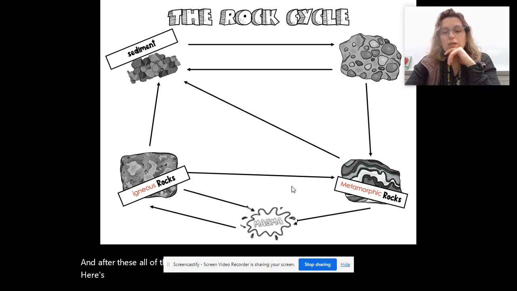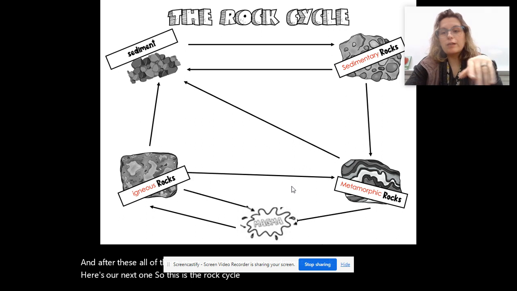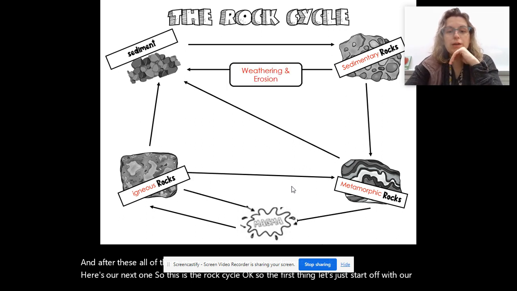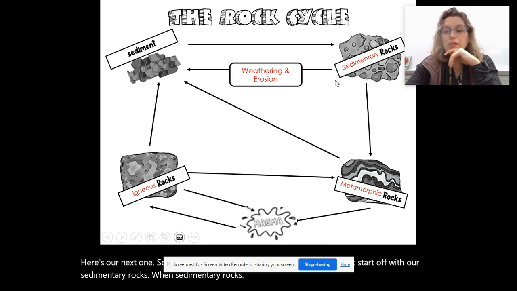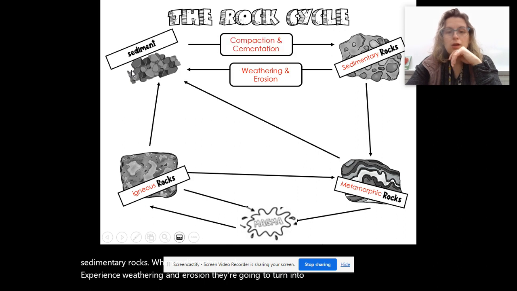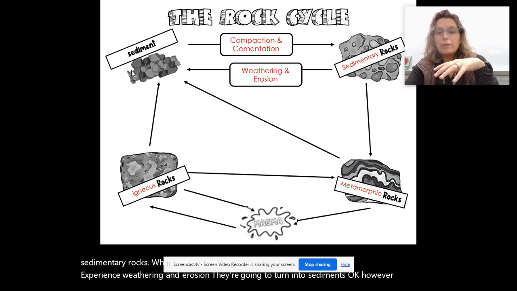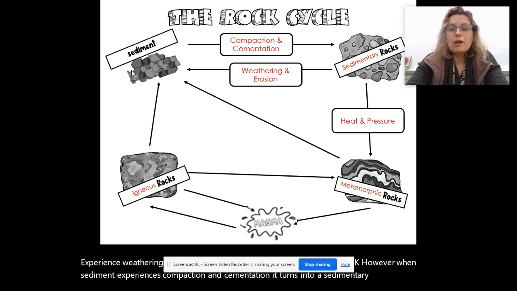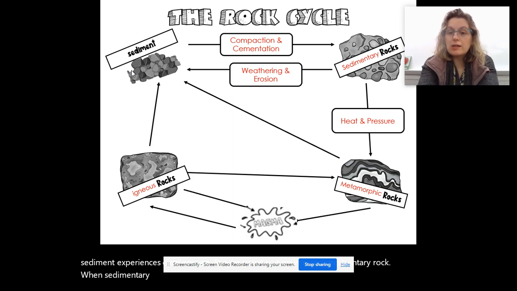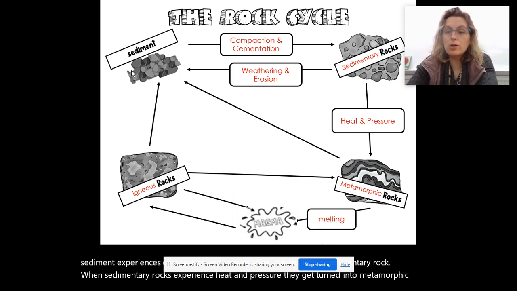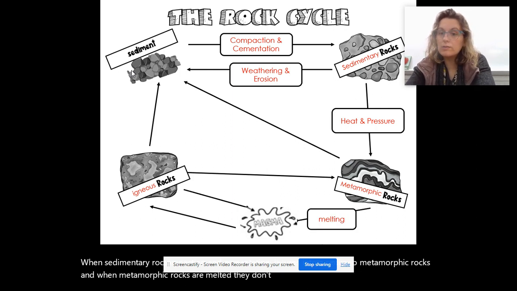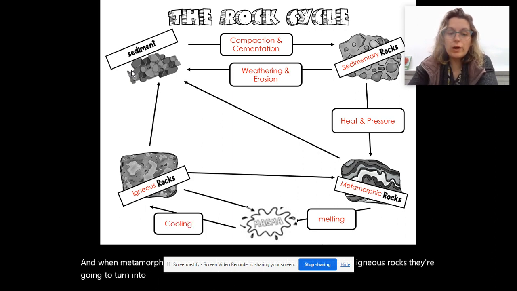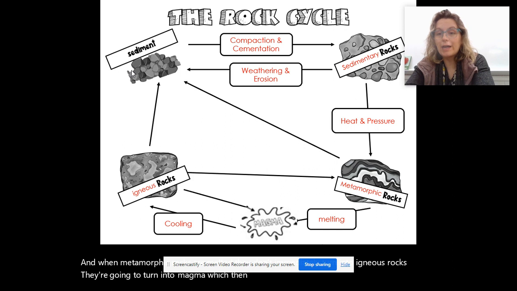Here's our next one. This is the rock cycle. Let's just start off with our sedimentary rocks. When sedimentary rocks experience weathering and erosion, they're going to turn into sediment. However, when sediment experiences compaction and cementation, it turns into a sedimentary rock. When sedimentary rocks experience heat and pressure, they get turned into metamorphic rocks. And when metamorphic rocks are melted, they don't immediately turn into igneous rocks. They're going to turn into magma, which then cools, which forms a type of igneous rock.